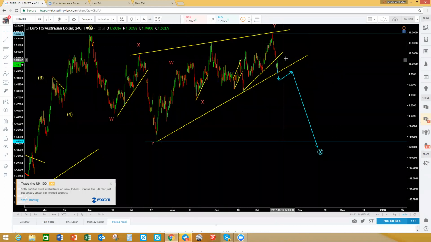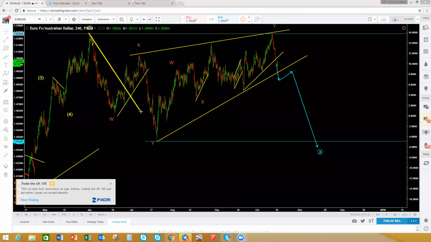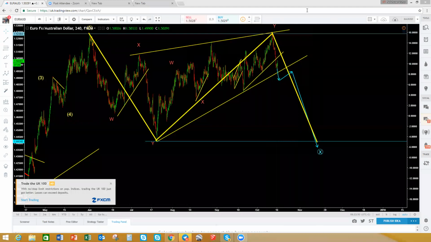So I'll show you what the correction is doing here, and this is the bigger picture that I am looking at here. This is what you could possibly have. 1, 2, 3. You could have a big regular flat. See here, it just touched. See how clean it touches. It just touches there and then comes down. So this is what I'm anticipating. I'm anticipating this big move to the downside if we get this correction nicely here.